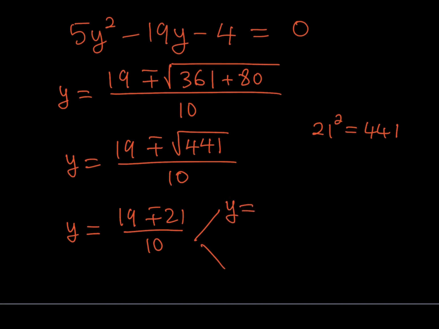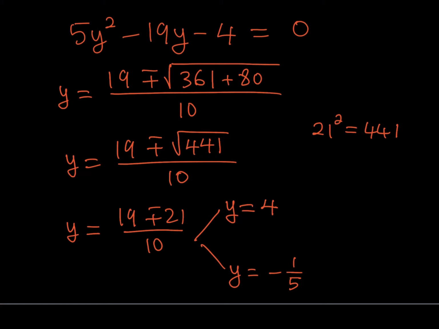If I use the plus, 19 plus 21 is equal to 40. 40 divided by 10 is equal to 4. So from here, my first solution is going to be y equals 4. My second solution is going to come from the minus sign. If I use the minus sign, 19 minus 21 is equal to negative 2, and negative 2 over 10 is negative 1/5. So my second solution is going to be negative 1 over 5. Great. But that's not the end goal.